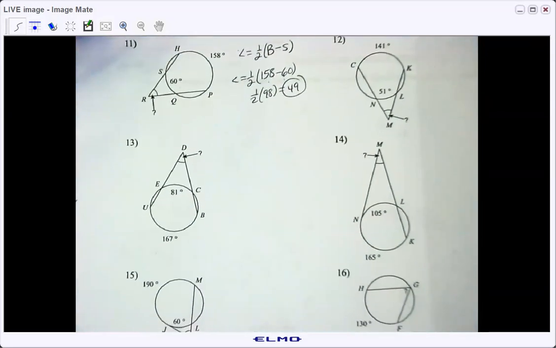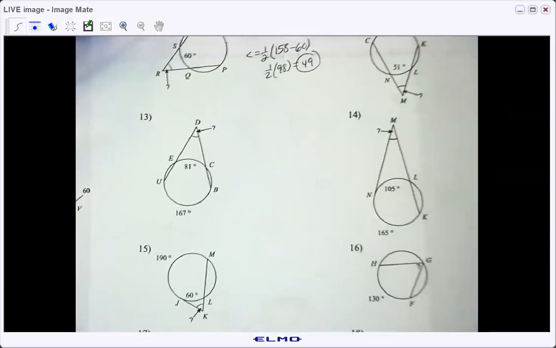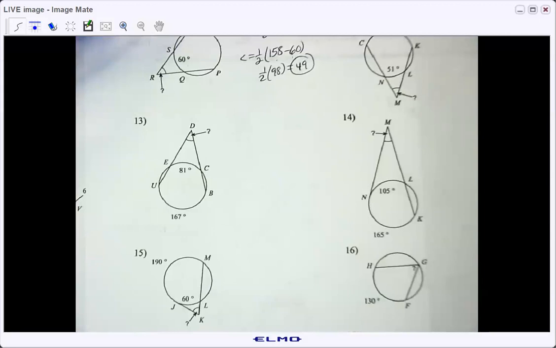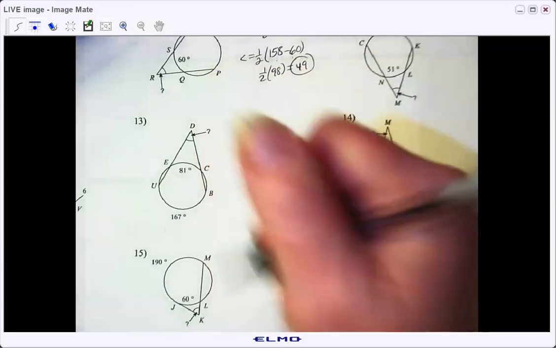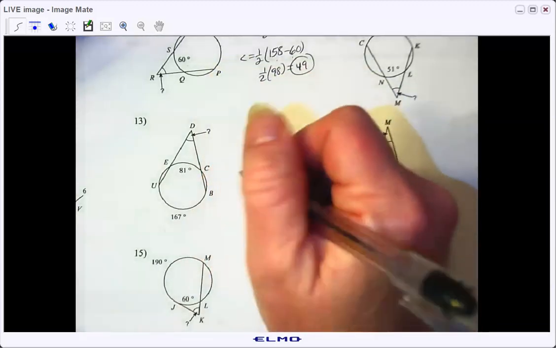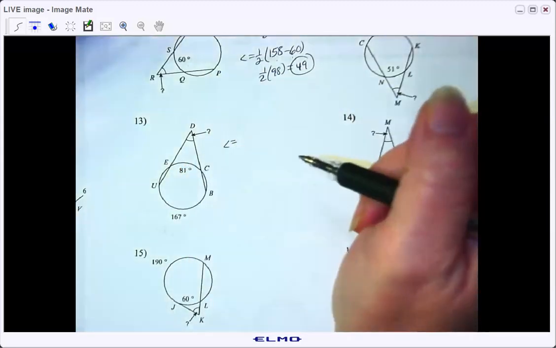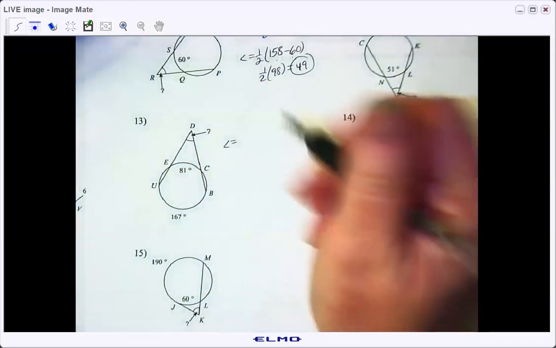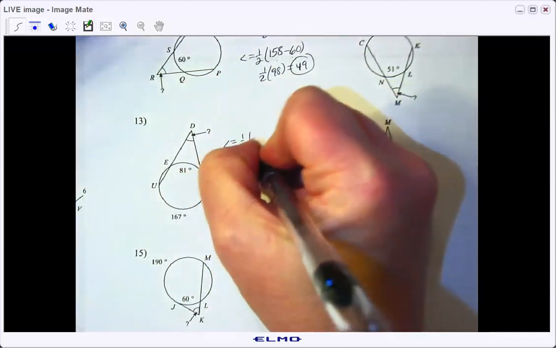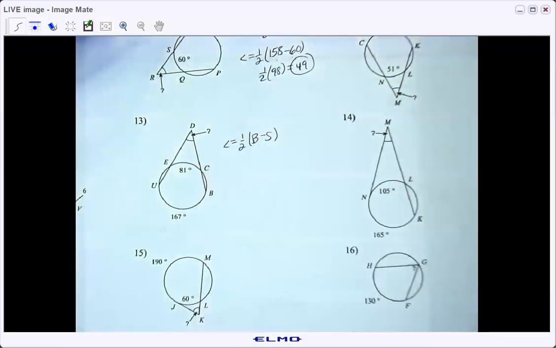Number 13, same type of problem. So it's 15 and 17. Let's do 13, and then we're going to jump down a couple problems. So your angle, your tail, is equal to 1/2 your big arc minus the small arc. Go ahead and plug in the numbers and put your answer in the chat box.